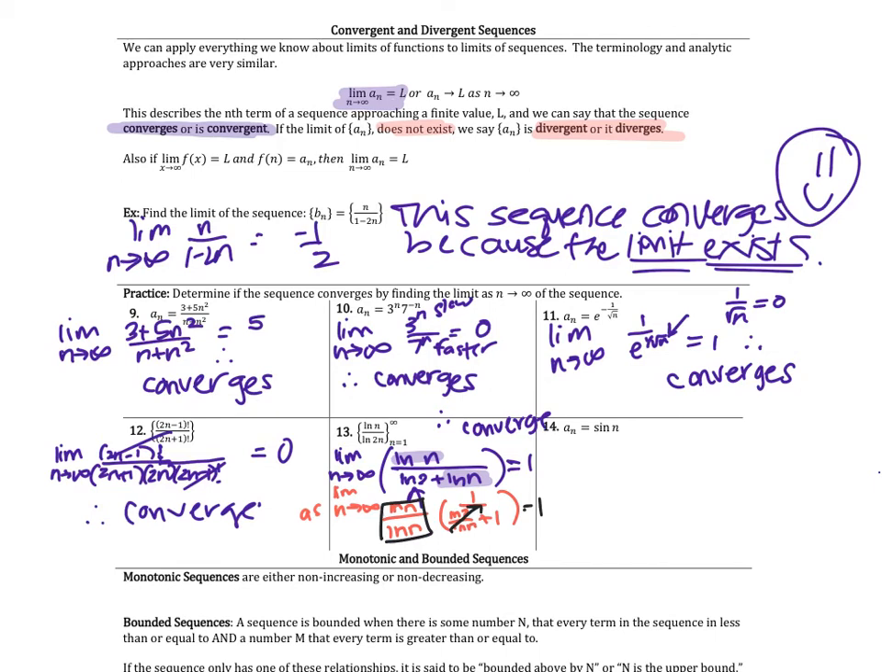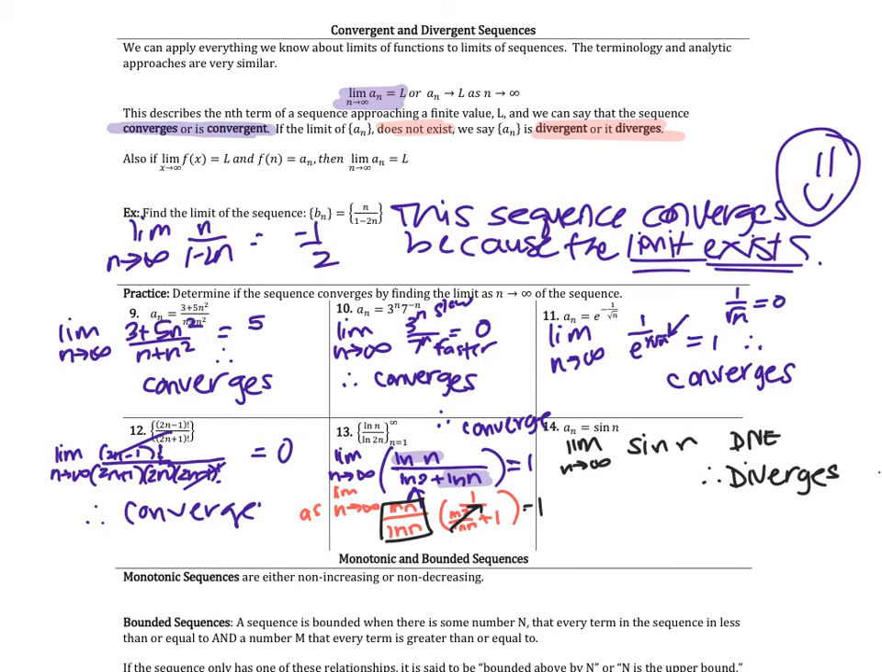And lastly, number 14, the limit as n approaches infinity of sine of n. Well, this limit doesn't exist, right? Sine is oscillating between −1 and +1. So the limit doesn't exist, which means that this sequence diverges.